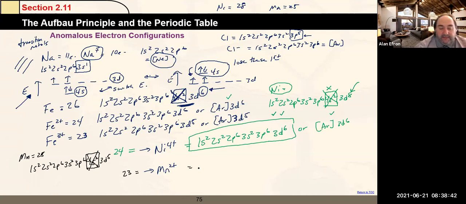That's going to yield us 1s2, 2s2, 2p6, 3s2, 3p6, and a 3d5. Also going to give us argon 3d5, also isoelectronic with iron 3. I just randomly picked those two, and they actually ended up being the same as the ones we had before.